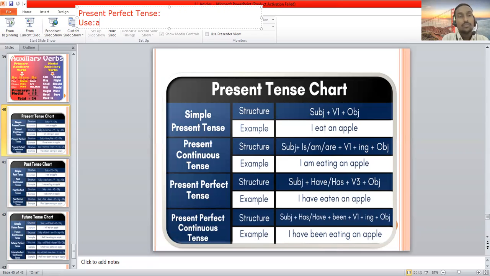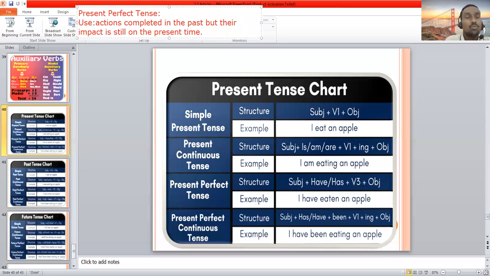Okay. So we use it for actions completed in the past, but their impact is still on the present time or situation. So such actions we will use in present perfect tense.